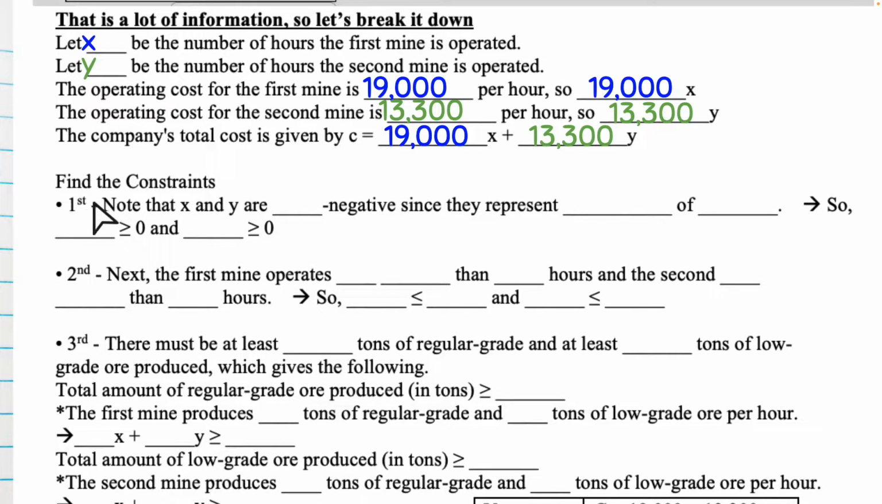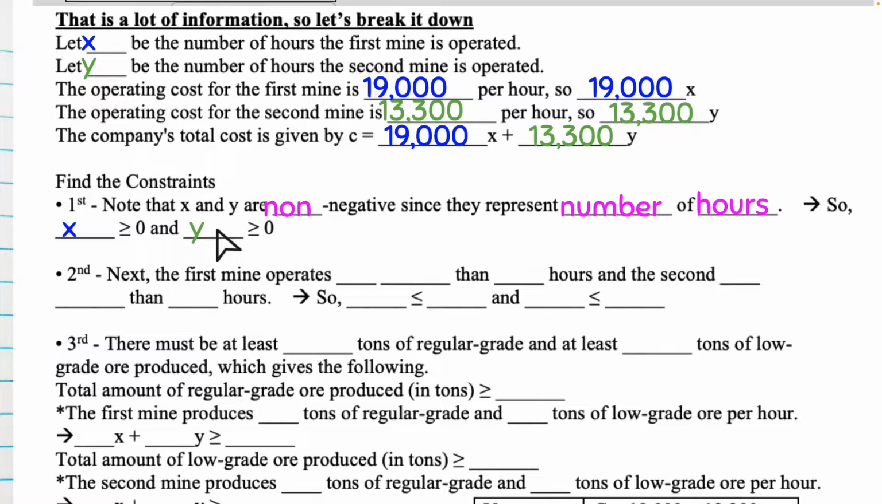First, we note that X and Y are non-negative. Why are they non-negative? It's because they represent number of hours. We can't have a negative number of hours that we operated the mines, right? They have to be positive. So both X and Y need to be greater than or equal to 0. That's immediate: as soon as I know they represent any kind of time, it's got to be more than or equal to 0. I can stop operating the mine or just not operate it at all, but I can't go back in time. I can't go negative.